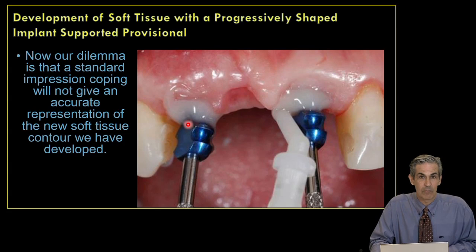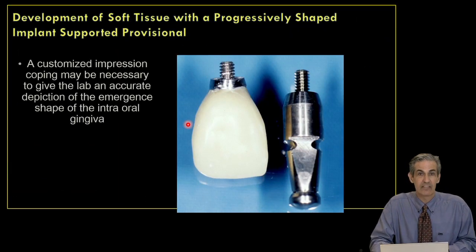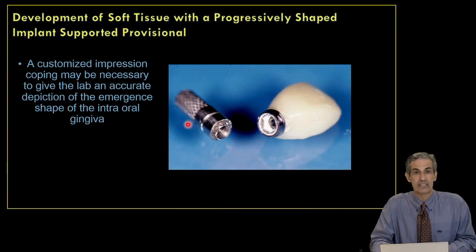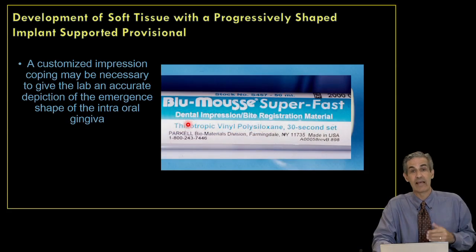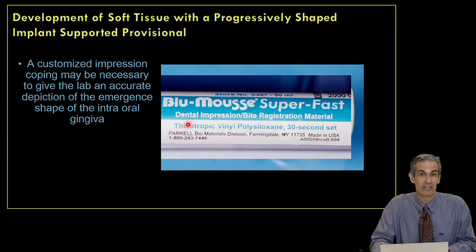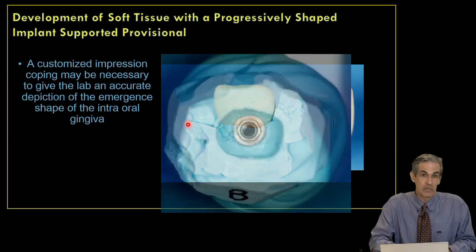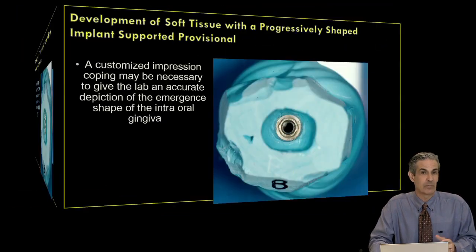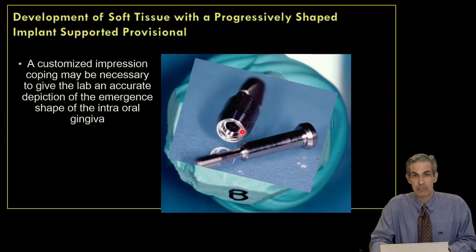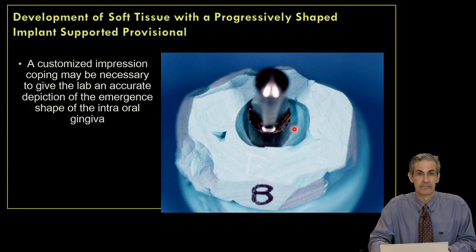But one thing that I've done in the past is I've taken the provisional out of the mouth, connected it to an analog, and seated that provisional into something that sets quickly, like Blue Moose super fast. It sets in 30 seconds as a vinyl polysiloxane. Remove the provisional, put it back in the mouth, and mark which side is the buccal, for example, so I'll know. Put the impression coping into this little situation. Add some GC pattern resin to fill the discrepancy between the impression coping and the actual shape of the provisional.